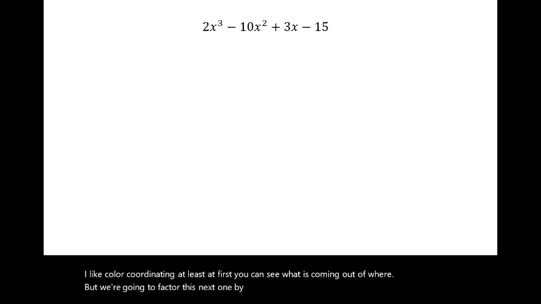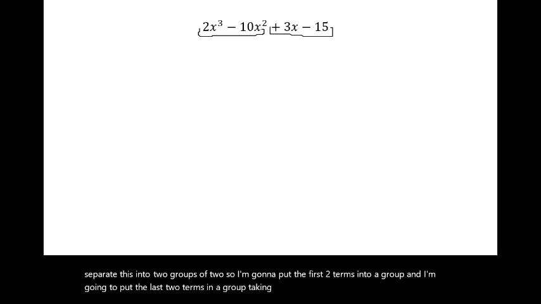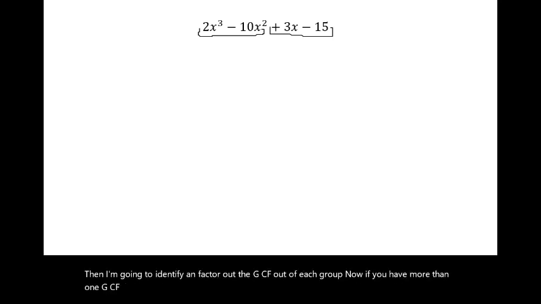So to factor it by grouping, I'm going to separate this into 2 groups of 2. So I'm going to put the first 2 terms into a group, and I'm going to put the last 2 terms in a group, taking the plus sign with that 3. Then I'm going to identify and factor out the GCF out of each group. Now, if you have more than one GCF in a group, you're going to factor out both of them.